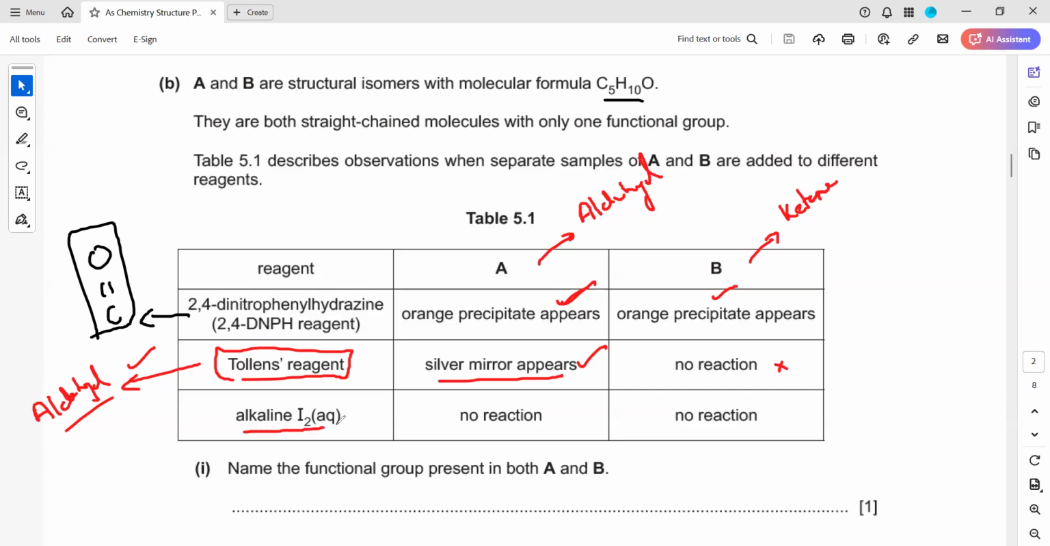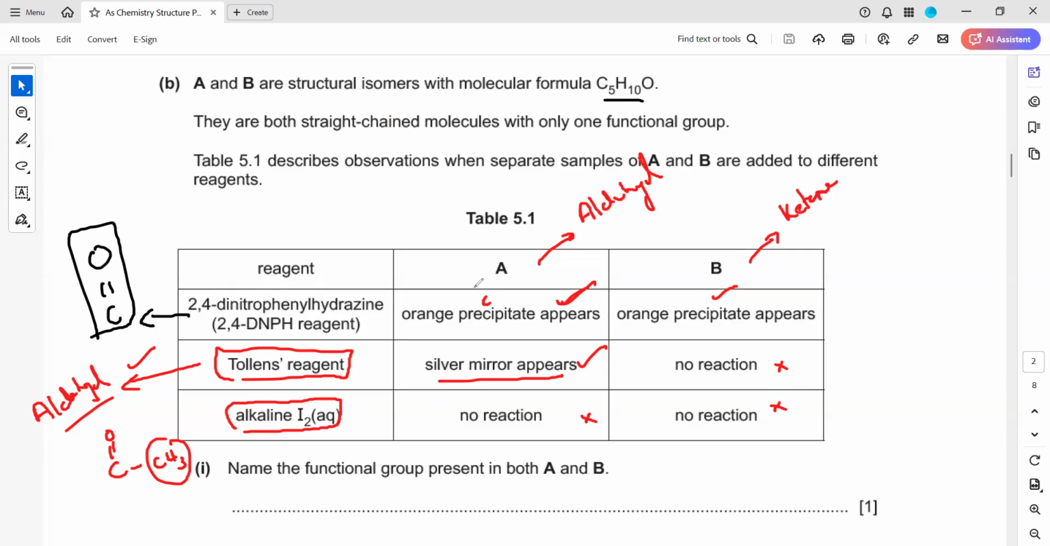The iodine in aqueous alkaline solution is actually a test to check if there's a methyl group next to the carbonyl group. Alkaline iodine will give a positive result if there's a C double bonded with O, next to which there is a methyl group. This will always be a positive test, but both of them are giving a negative result. So it means that there is no methyl group next to the carbonyl, either in A or in B.